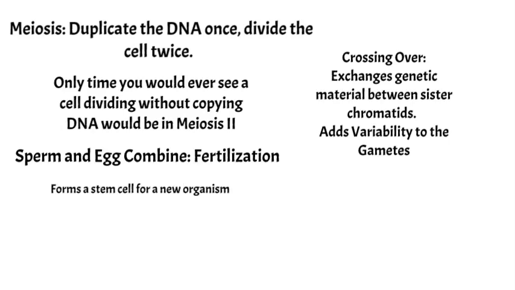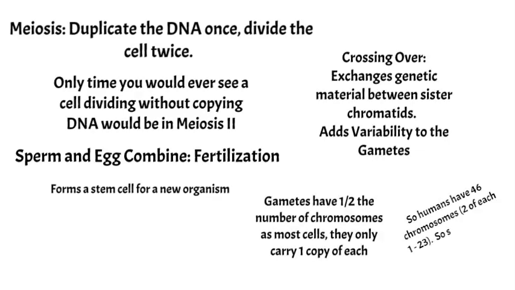Remember that gametes have 1 copy of each homologous chromosome, so they have half as many as most cells, making them haploid. Since humans have 46 chromosomes, each sperm and egg formed should only have 23 chromosomes, 1 of each homologous pair.